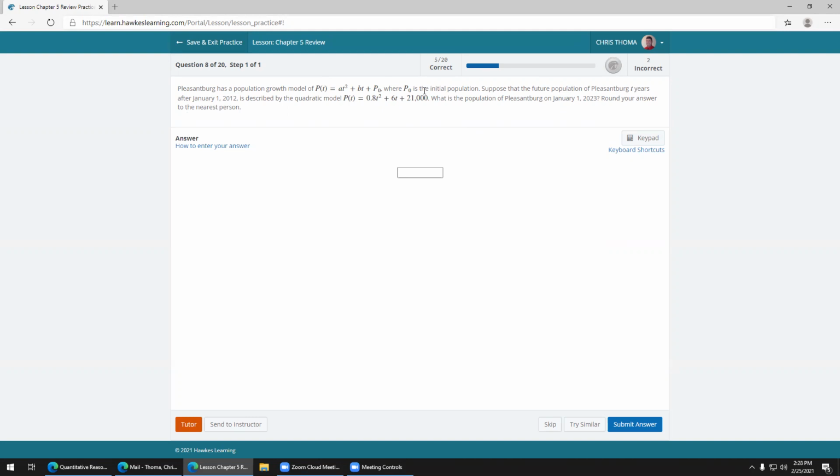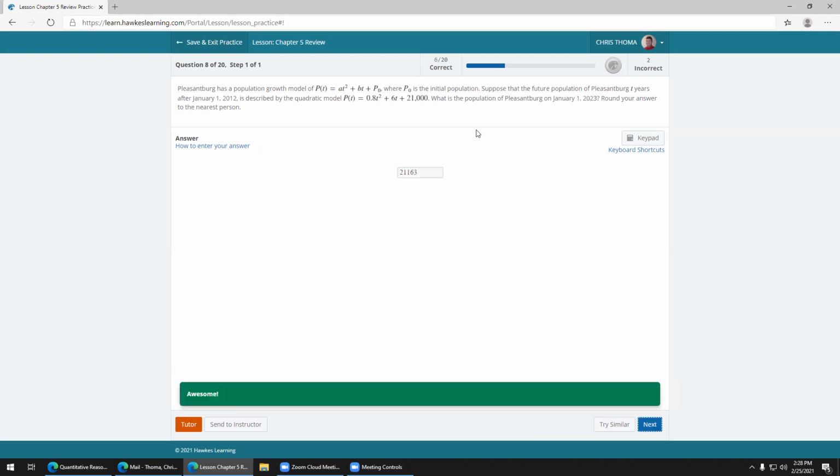So again, 0.8 times 11 squared plus 6 times 11 plus 21,000. Don't want to make that mistake again. And I get 21162.8. Round to the nearest person, so I'm going to go 63. Right, so it's a lot easier just putting into these different functions.